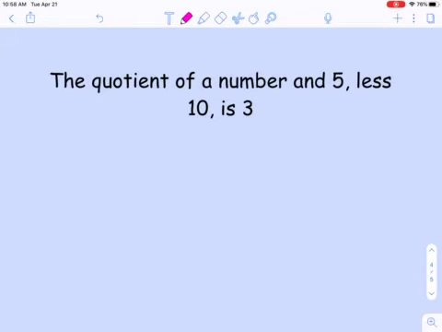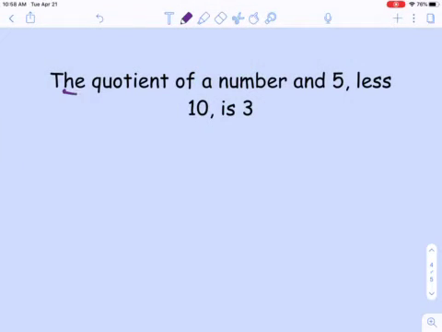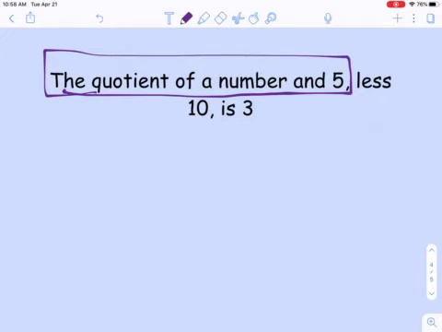The quotient of a number and 5 less 10 is 3. All right, so this one, we can break this apart. So let's do this first part. The quotient of a number and 5. Well, quotient is going to be a division problem. So we're going to have some kind of a fraction of a number and 5. And if they write it that way, just go in order. So a number would be n, and then 5. So that's how you write that.